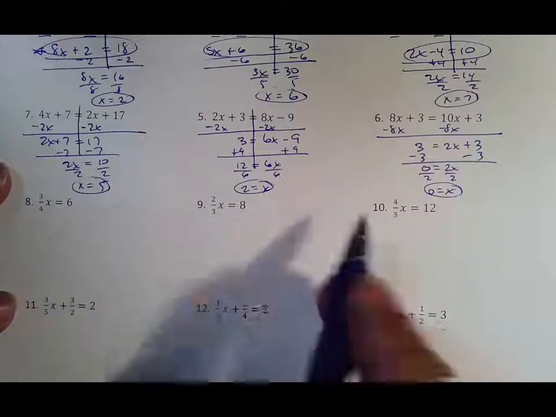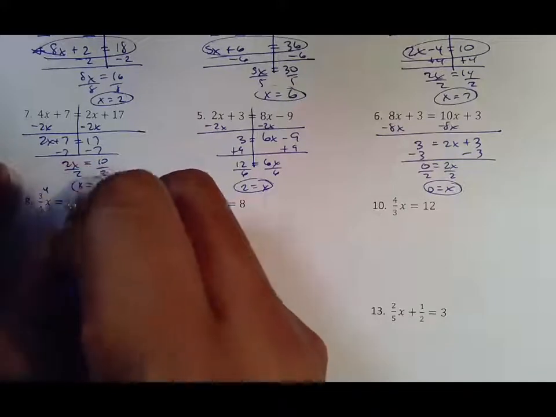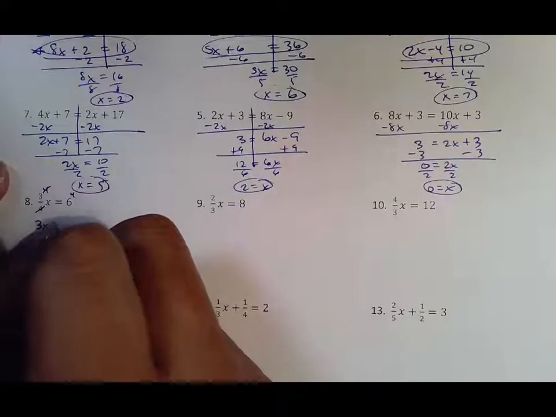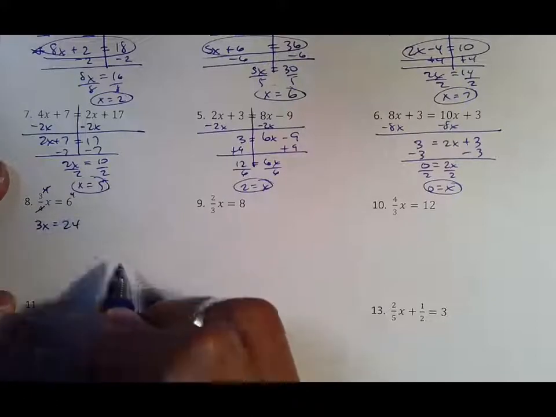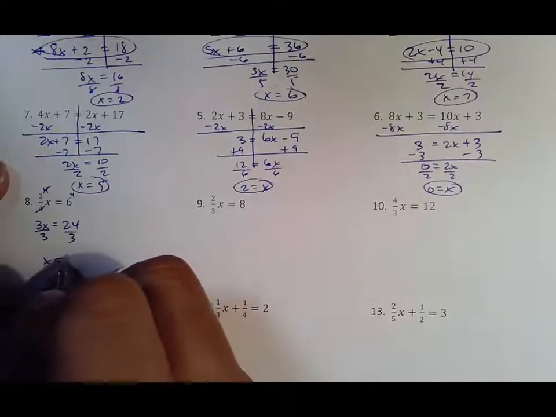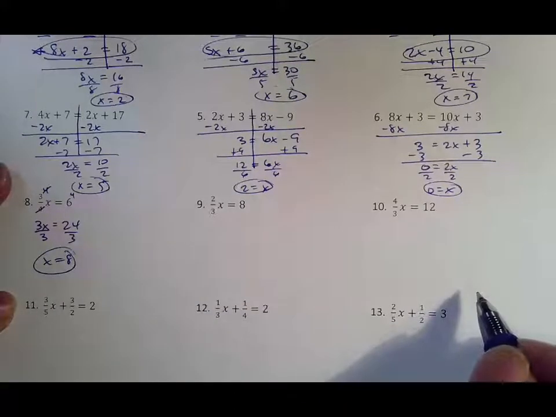But the key thing to say is when there's a 4 on the bottom, we multiply by 4. Remember that the 4's go away. Everything else comes down. So your 3x comes down with 24, because that's what 4 times 6 is. You then divide by 3, getting x equals 8.